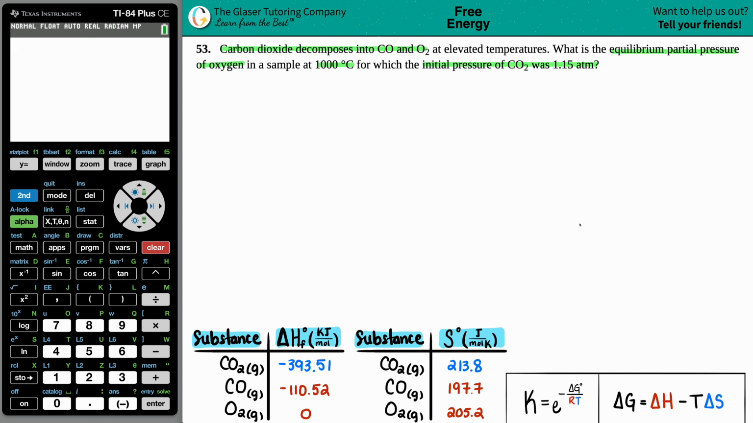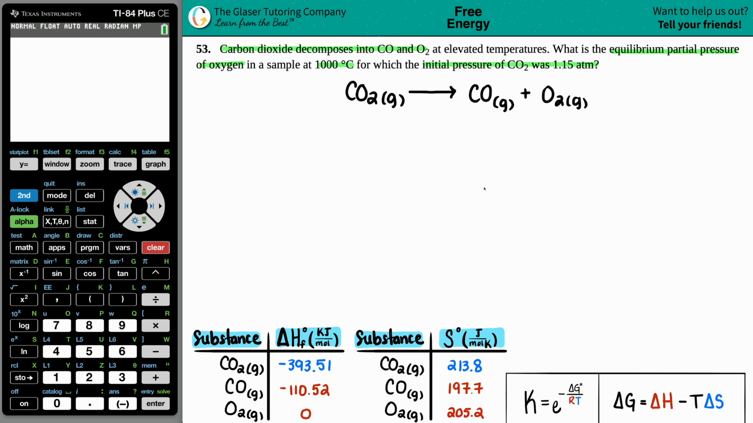We can't do anything unless we have a balanced equation. But they described it to us. They said that carbon dioxide is going to decompose, so it's going to break down into carbon monoxide, CO, plus O2. So let's write that out. Carbon dioxide, CO2, that's a gas. This will decompose, aka break down, into carbon monoxide, CO, that's also a gas, plus O2. And that's also a gas.